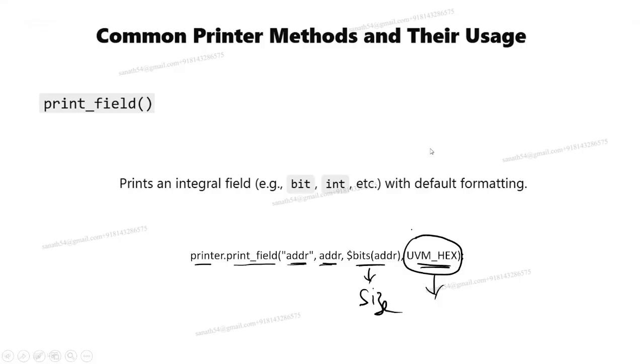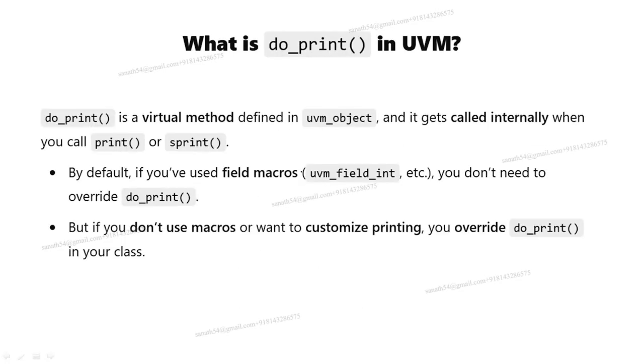Common printer methods and their usage. Print field: printer.print_field with name, value, size as $bits, and radix UVM_HEX. This function will print integral fields like bit or int. So this is about the built-in functions.